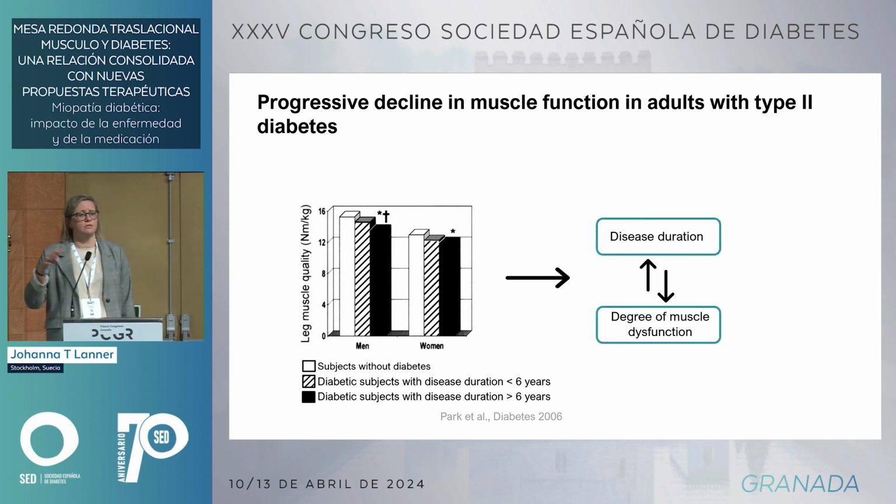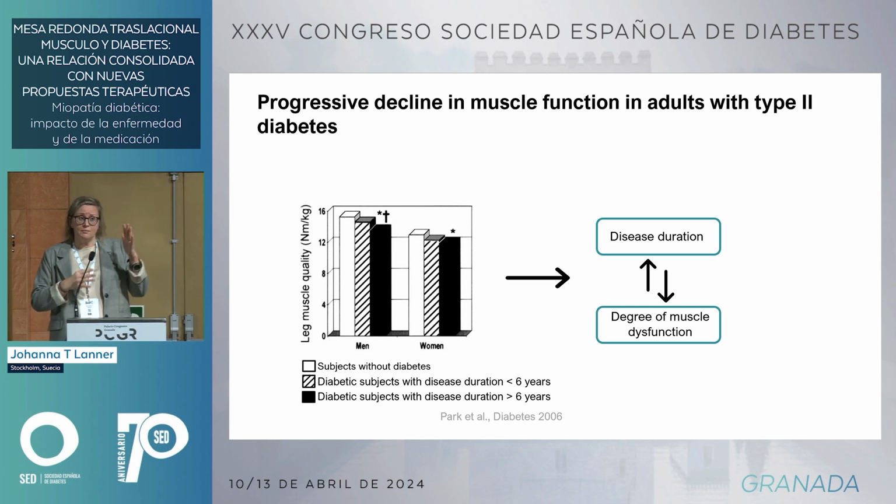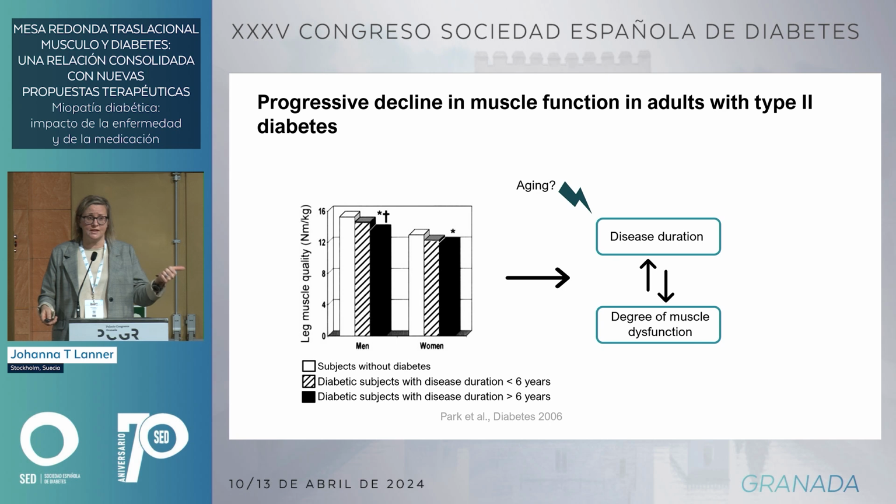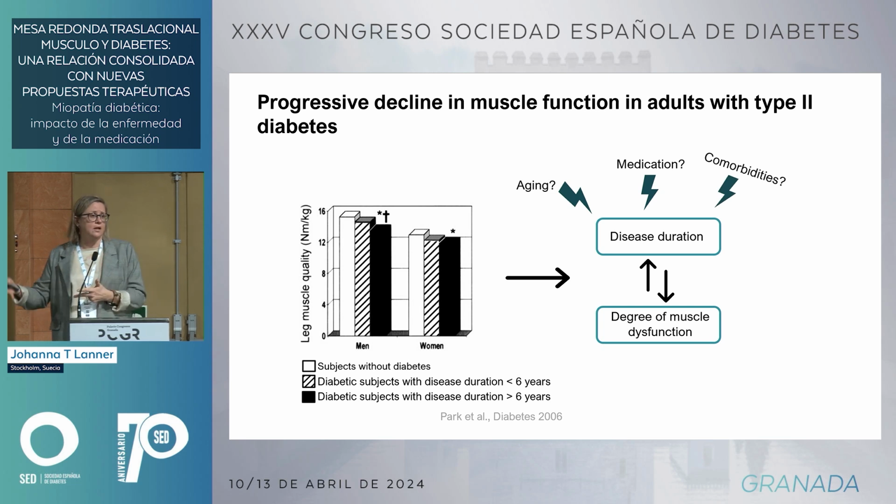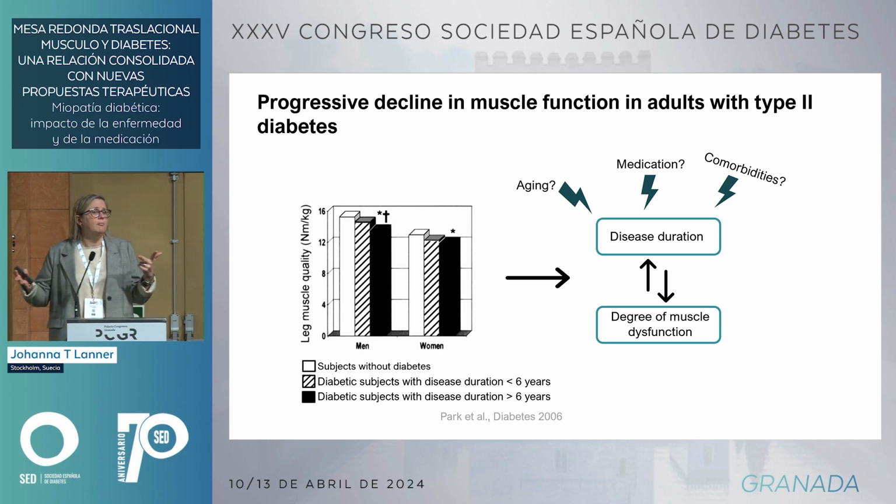So this gives us the relationship that somehow the disease duration seems to correlate with the degree of muscle dysfunction. The longer you've had the disease, the poorer your muscle function is. And that could, of course, be just biological age, that you had the disease for 6 more years, so you are 6 years older. Or is it the medication, or other comorbidities that you get along the way that also negatively impact your muscle? And of course, most likely, it's a combination of all three.